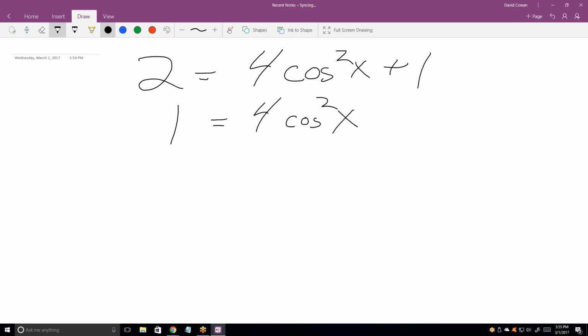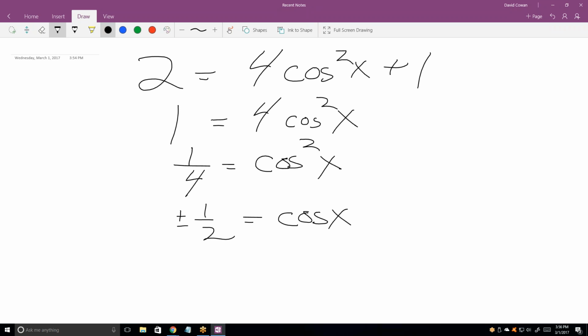Give me the next line. The next line is 1/4 equals cosine squared x. And the next line. So the square root of 1/4 equals cosine x? Yeah, what is the square root of 1/4? 1/2? Again, it's plus or minus 1/2.